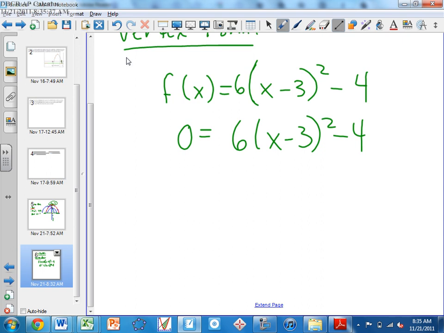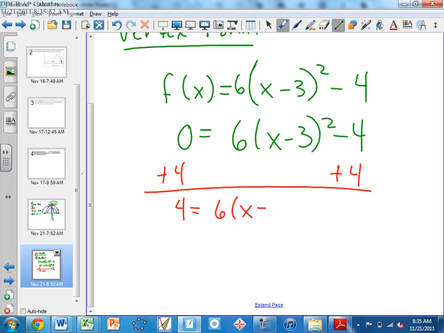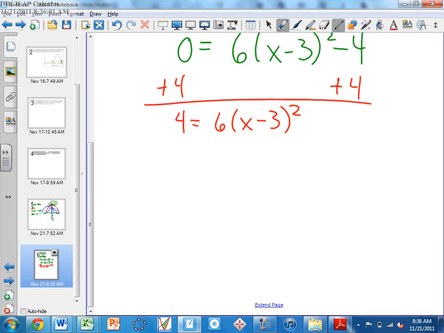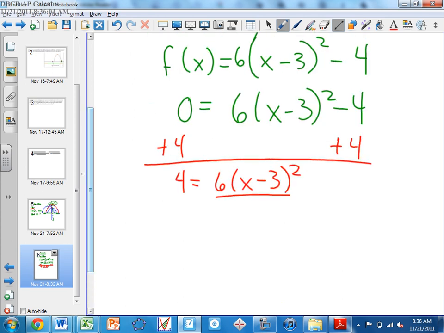Okay. I can't divide by 6. I have to get rid of the 4 first. So, here's what we do. Add 4 to both sides. Okay. Now, once I get the 4 over, I need to get rid of the 6. How do I get rid of it? Divide by 6. Good. Divide by 6 now. 4 over 6 is 2/3 or 0.6 repeating. Okay, I'm going to leave it as 0.6 with a bar over it.